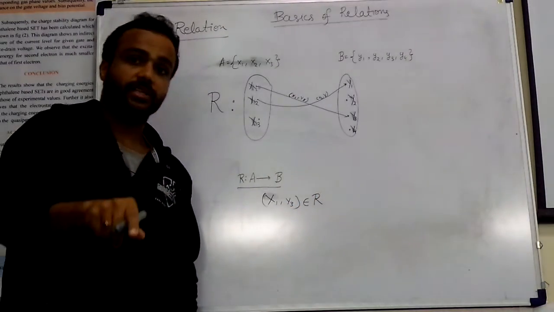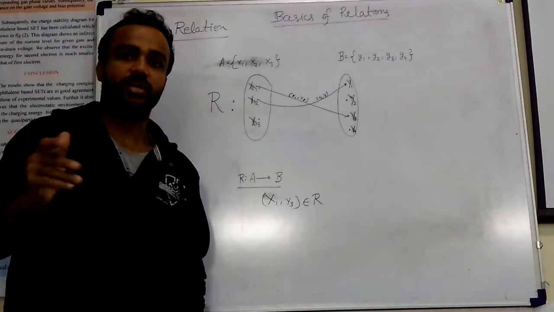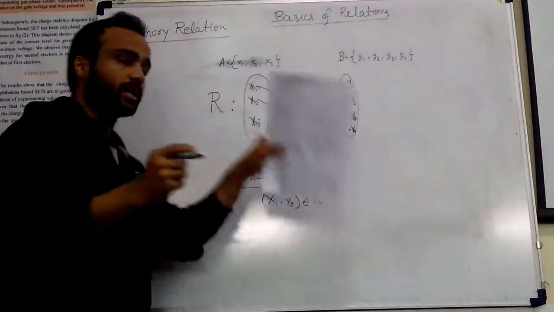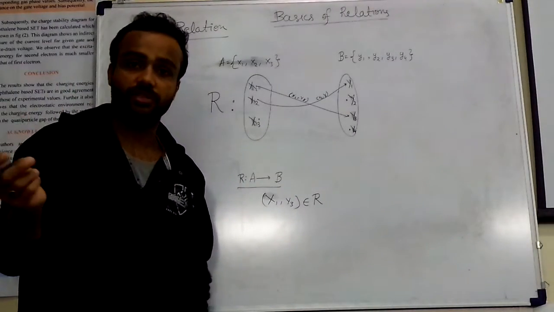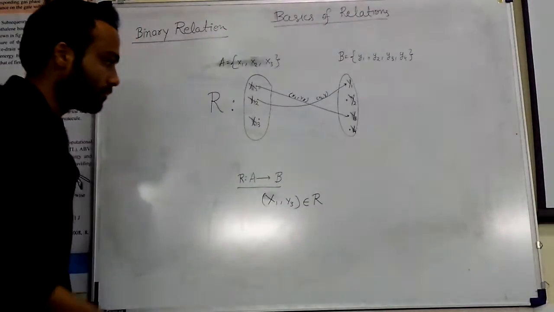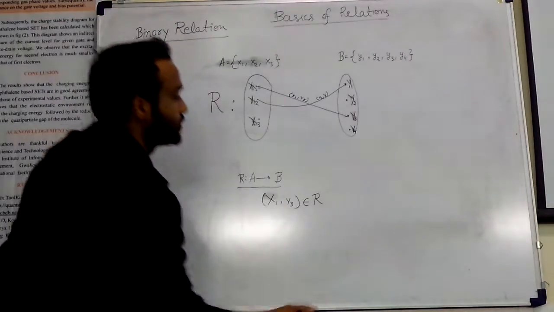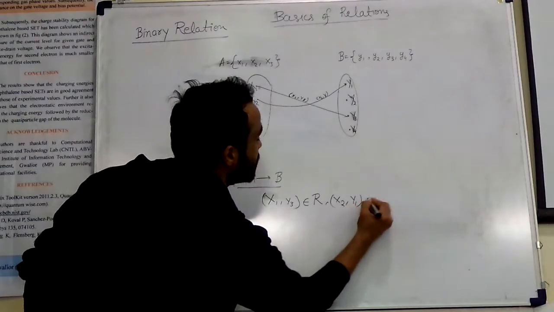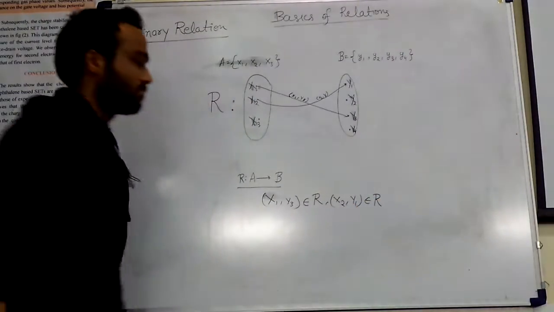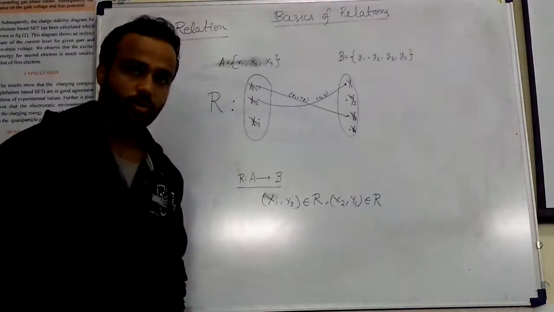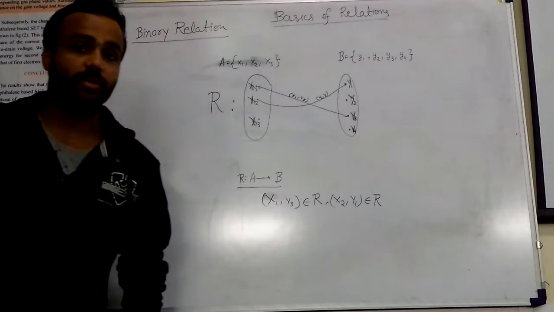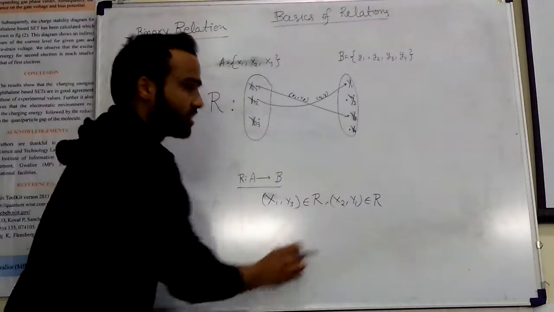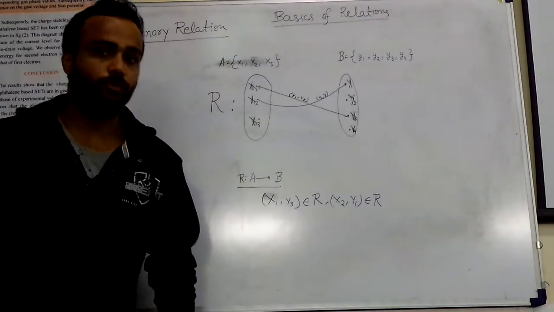R is itself a set of sequences of length 2, in which the first element of the sequence is taken from the set A and the second element from the set B. Similarly, I will also say that (x2, y1) belongs to R. This is a mathematical object, and a set can contain a mathematical object. It is a sequence, and this is also a sequence, which means R contains sequences of length 2.